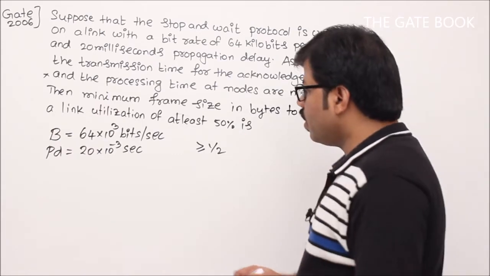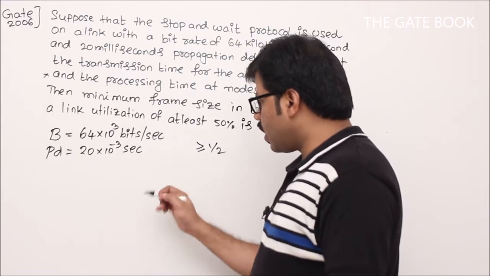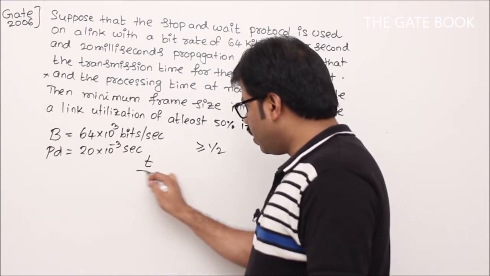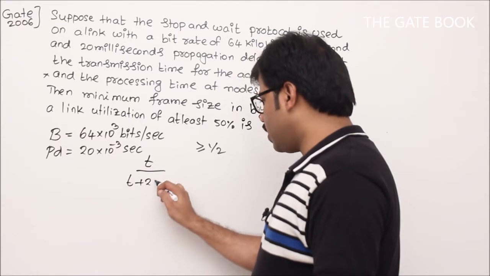So how to get it? We know the formula for that. But what is the actual channel utilization formula? T by T plus 2 into propagation delay, isn't it?